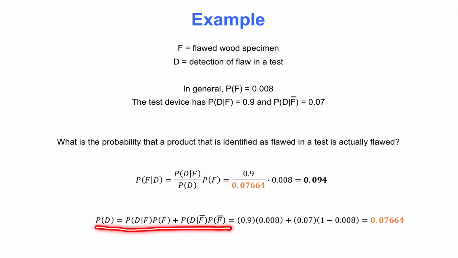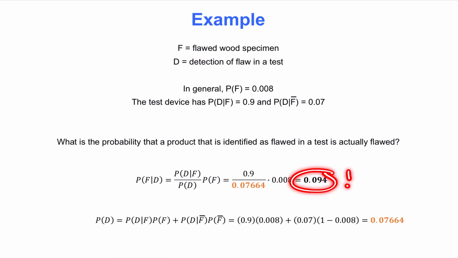Notice that the event F and its complement are mutually exclusive and collectively exhaustive. Also notice how we evaluate the sum dictated by the rule of total probability. The probability of the complement of F is 1 minus the probability of F, as we learned earlier in this video. After substituting the result from the rule of total probability into Bayes' rule, we find that the probability of a flaw is less than 10%.